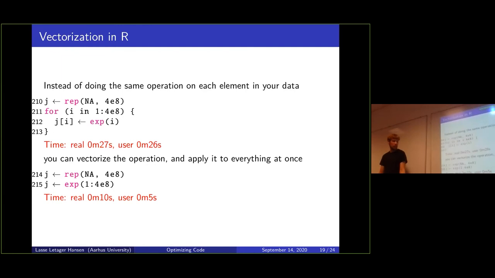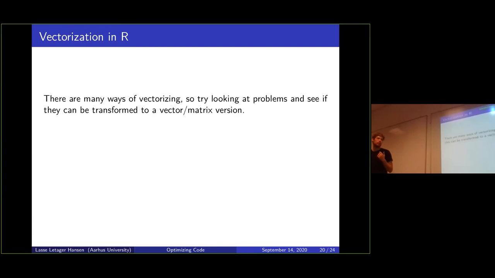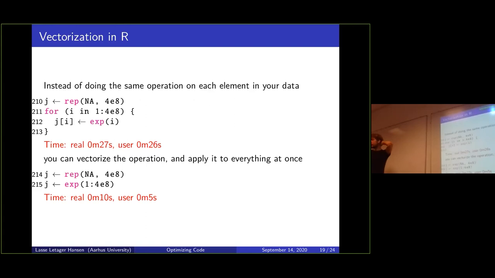Is there any reason you define J at the beginning? It seems like you're creating the vector again. It's just to be able to compare these. Okay. So this is not the operation that we're actually interested in. It just allocates it. But these things are the things that take a lot of time. Yes. Again, there are many ways of doing this vectorization of code. Previously, you did the manual detection, of course.